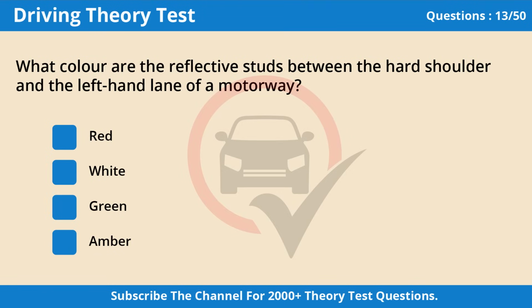Question 13. What color are the reflective studs between the hard shoulder and the left-hand lane of a motorway? A. Red. B. White. C. Green. D. Amber.